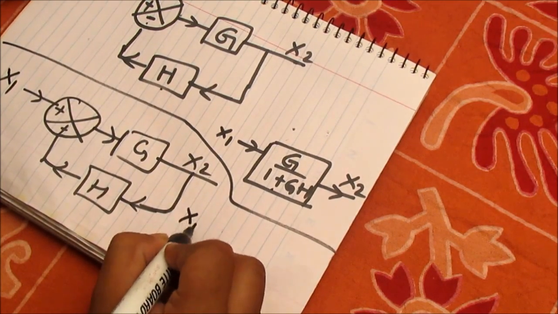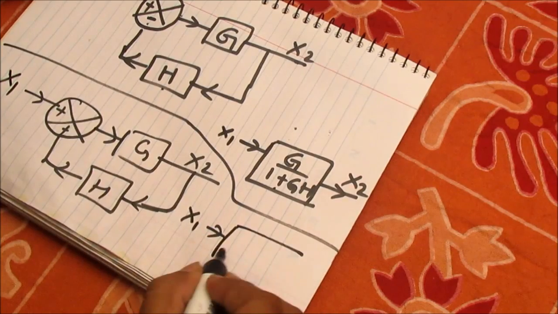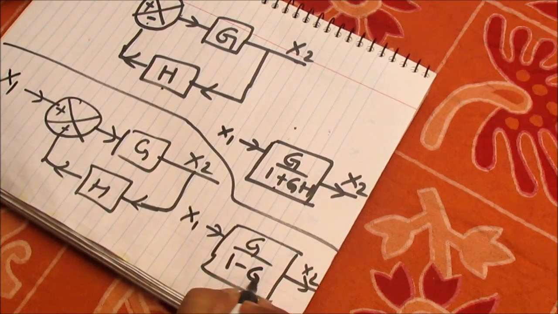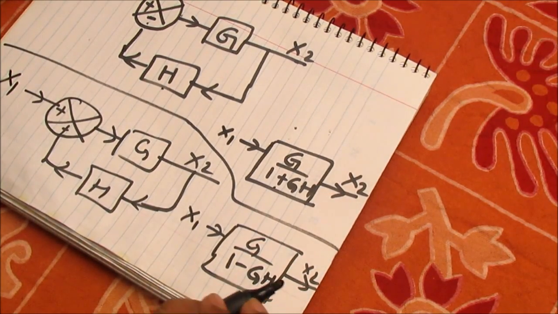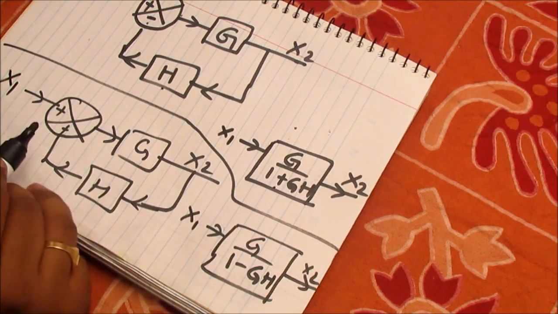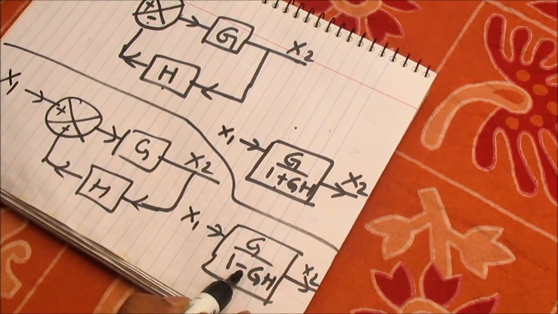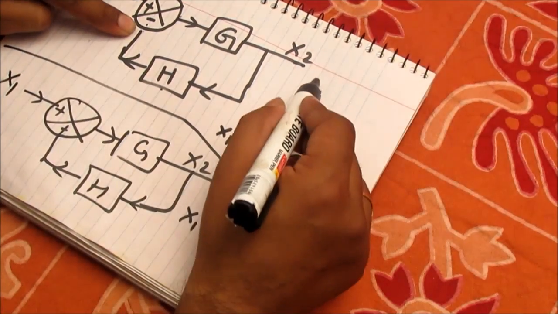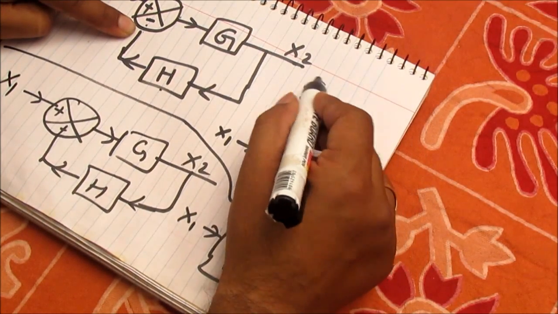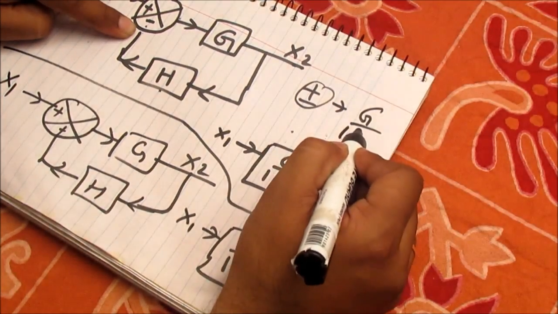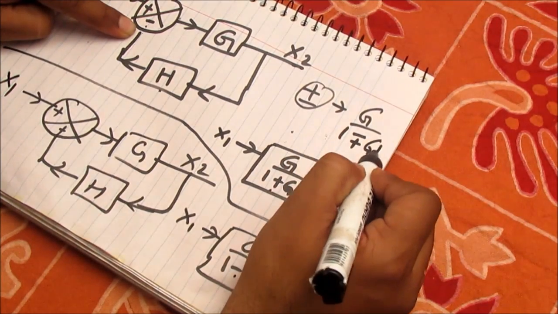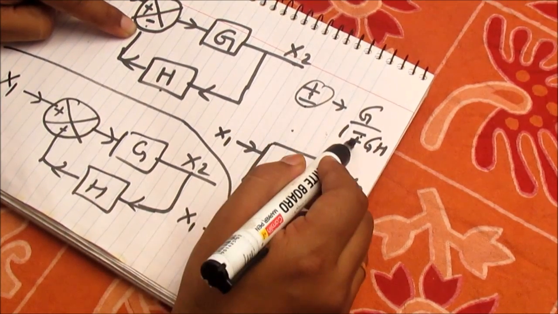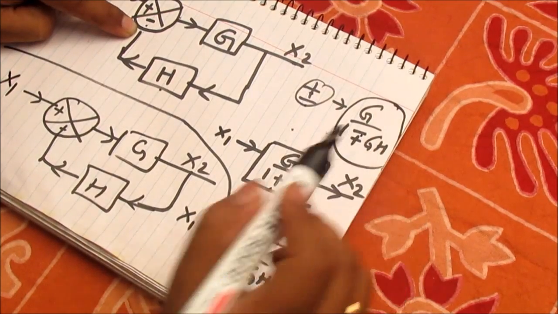So its value will be x2 = x1 G/(1-GH). So keep in mind, if it is plus here, it will be minus here, and if it is minus here, it will be plus here. And if suppose it is plus minus, then here I will write G/(1 minus plus GH). So opposite to plus, if it is plus, it is negative, if it is negative, it is plus. So this is a very important rule.